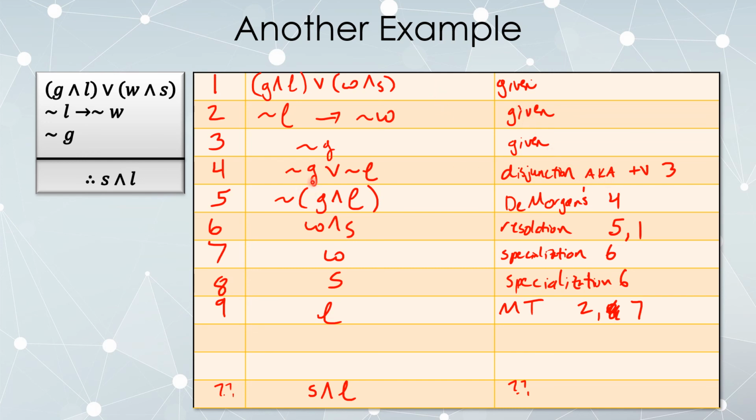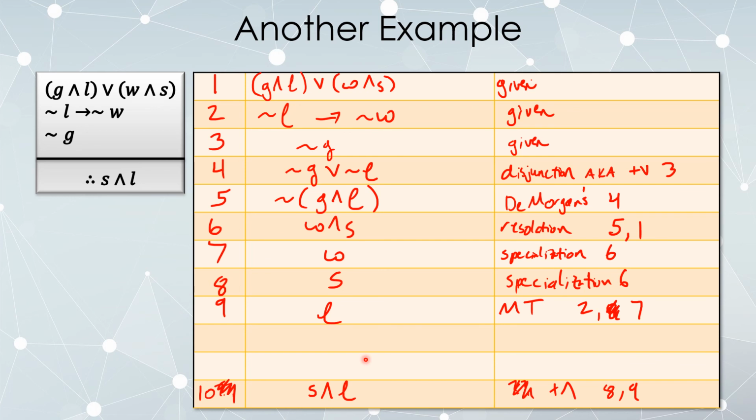Okay, we had line 4, 5, 6, 7, 8, 9. Where are we trying to get S and L? How would you ever get a conjunction? Well, there are a couple of ways, but one of the most straightforward would be through the use of conjunction, the addition of the and sign. In order to get that, you would have to have each of its sides individually, which we have as lines 8 and 9. So I can get right here as line number 10.